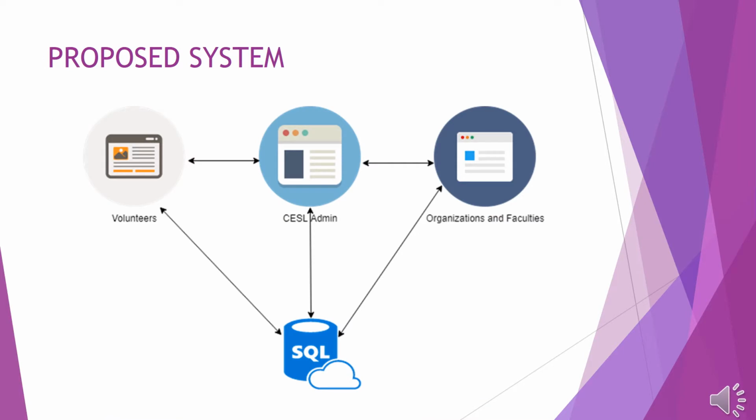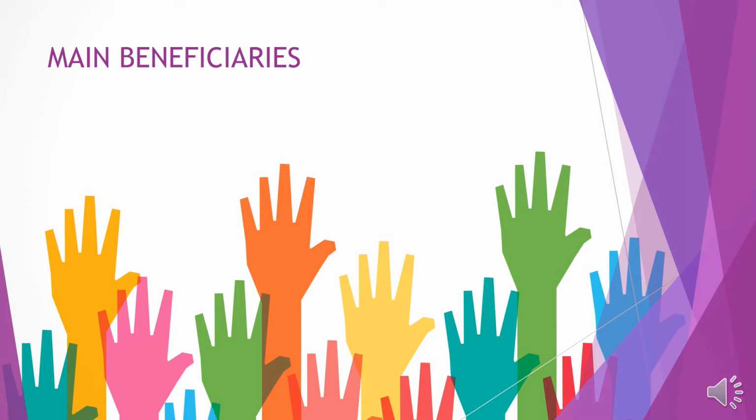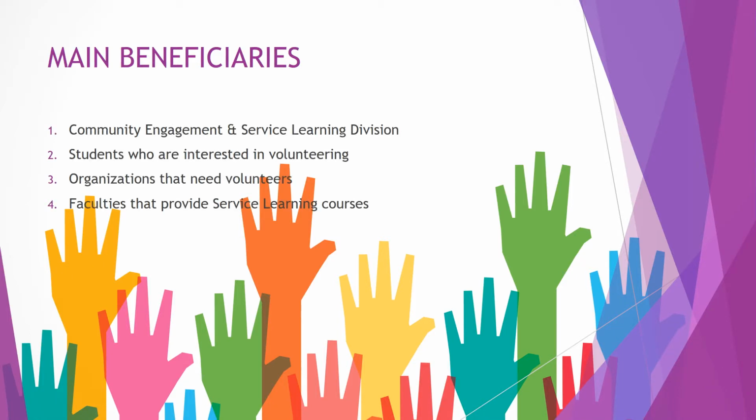The proposed system is a web application to provide volunteers, faculties, and organizations an easy and effective way of obtaining information with regards to volunteering for events and service learning activities. The data flow diagram shows the navigation through the system, which will be demonstrated later in the presentation. The main beneficiaries include the Community Engagement and Service Learning Division, students who are interested in volunteering, organizations that need volunteers, and faculties that provide service learning courses.